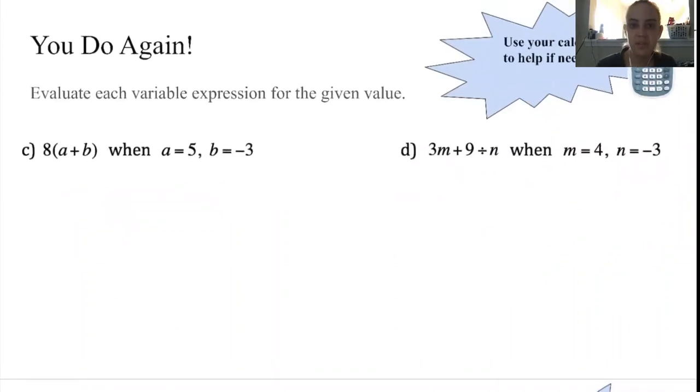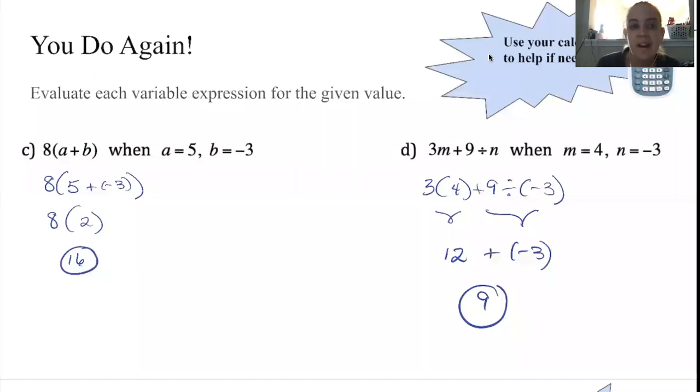You guys go ahead, pause your video here and try these. All right, here's the you do solutions. Now we have to substitute for 2 letters. Just make sure you match them up correctly. The a goes with a and b goes with b. Inside the parentheses, 5 plus a negative 3 is 2. 8 times 2 is 16.